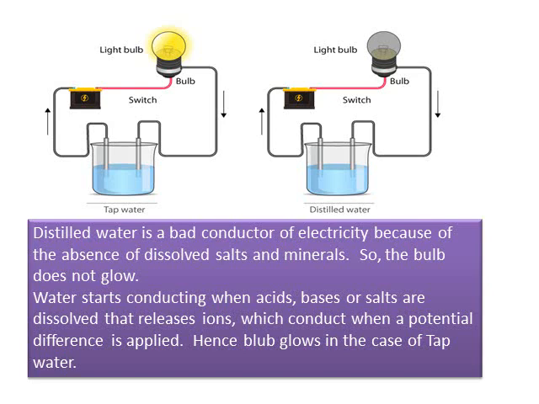Whereas in the case of distilled water, we can see the bulb remains as it is and doesn't glow at all. It means that distilled water is a poor conductor of electricity. Distilled water is a bad conductor of electricity because of the absence of dissolved salts and minerals. So the bulb does not glow. Water starts conducting when acids, bases or salts are dissolved, and that releases ions which conduct when a potential difference is applied. Hence, the bulb glows in the case of tap water.